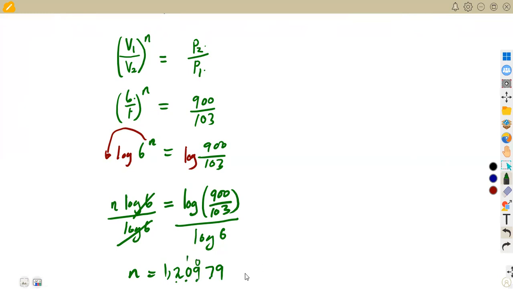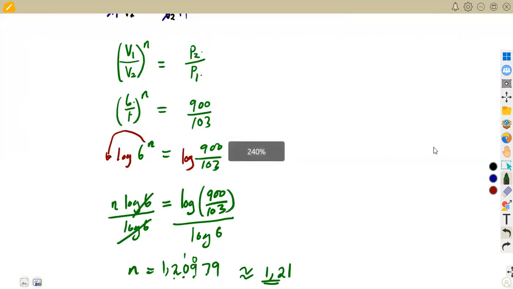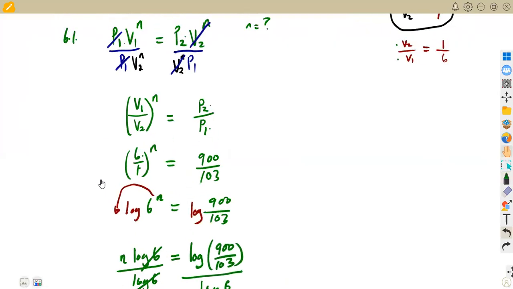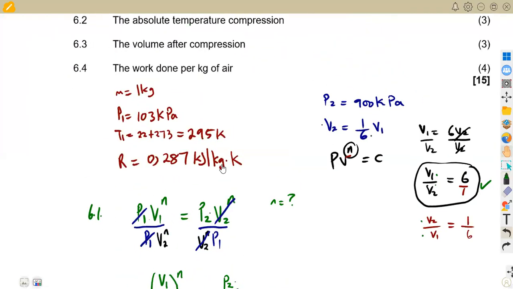So it's going to be approximately 1,21. So this is going to round off to a 1. So that is going to be the value of n, which is 1,21 in this case. So that's it. Then we move on to the other part.